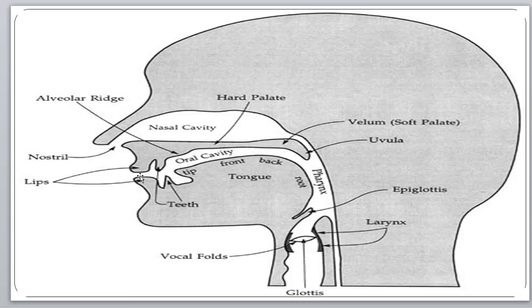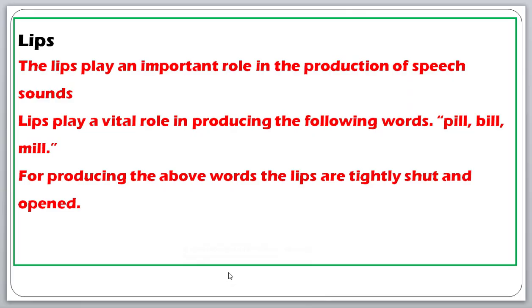See, lips. If there is no tongue and there are no lips, we are not going to produce good speech sounds. Though the respiratory system and the phonatory system function properly, we need a proper tongue and proper lips to produce good speech sound. So hence the articulators play a vital role in producing the speech sounds.